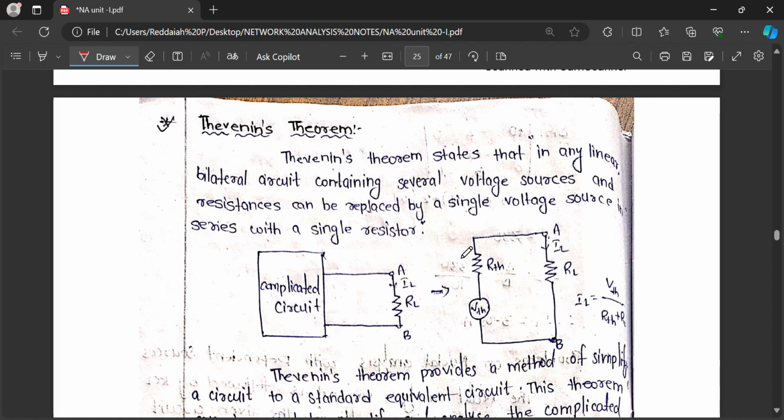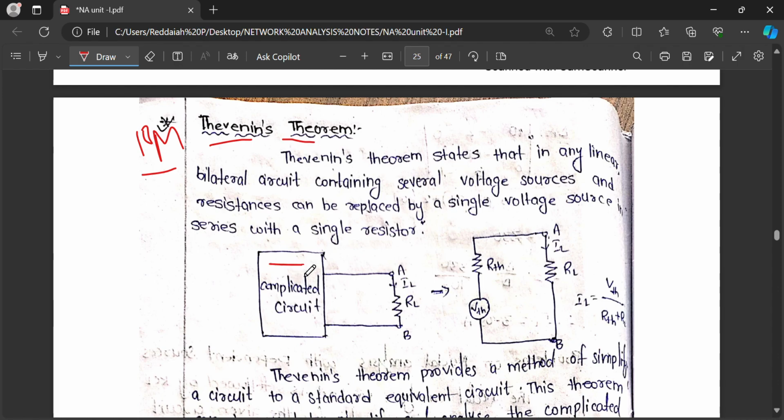Next are theorems. In these theorems you will get problems or statements. It is very important, 10 marks for network analysis. Thevenin's theorem and superposition theorem we already saw in BEEE. You can prepare the same. Superposition theorem for AC circuits you also have to prepare. Superposition theorem for DC circuits you can see in the link in the description.